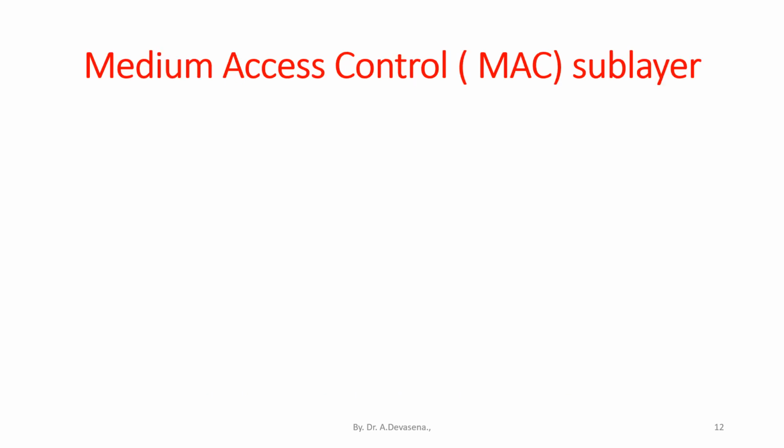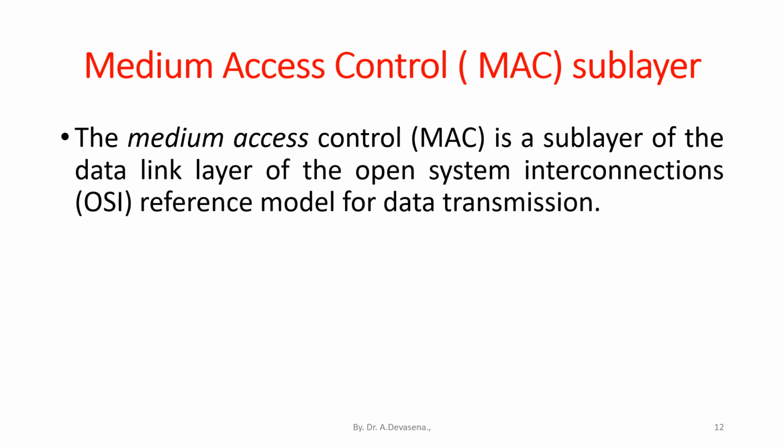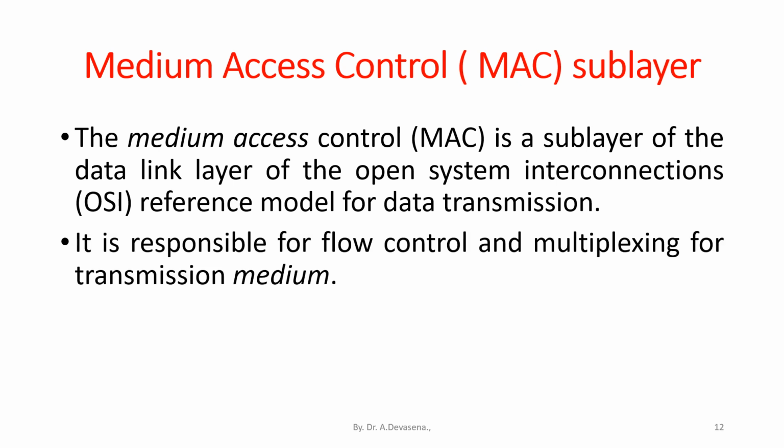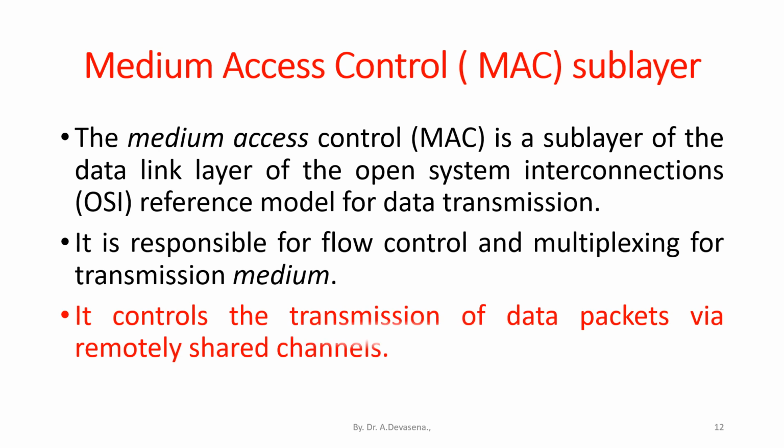Medium access control, that is the MAC sublayer. The medium access control is a sublayer of the data link layer of the Open System Interconnection reference model for data transmission. It is responsible for flow control and multiplexing for the transmission medium. It controls the transmission of data packets via remotely shared channels.